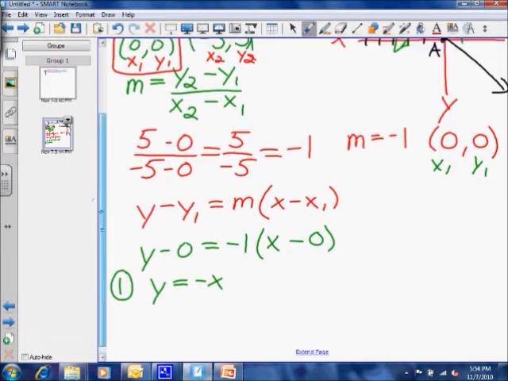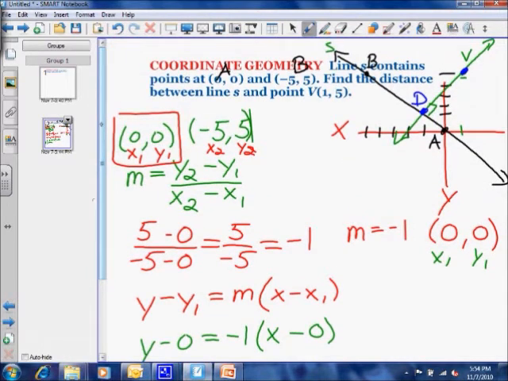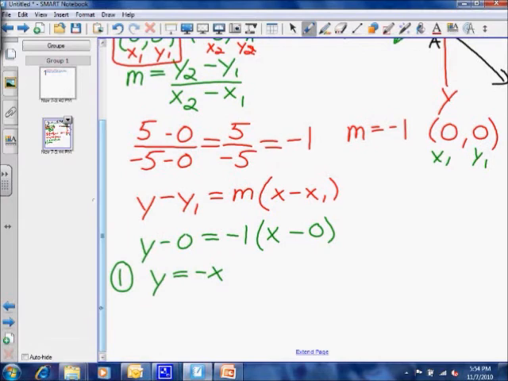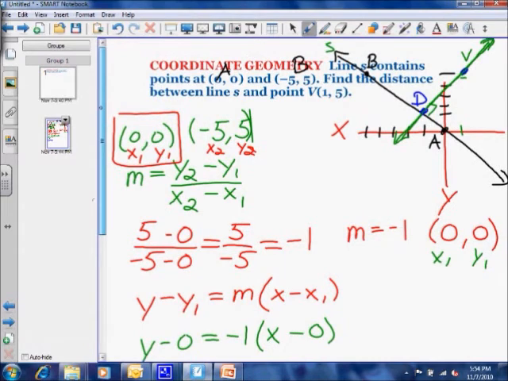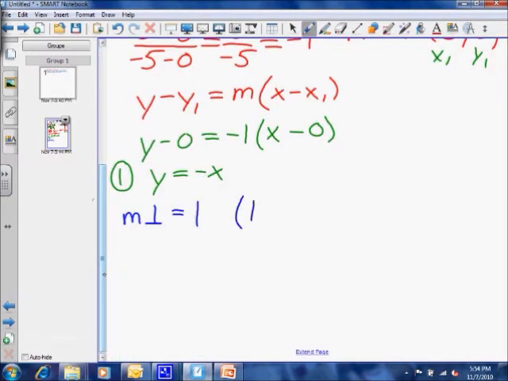Alright, the next thing that I want to do is I need to create the equation of a line that goes through my point V and intersects with line S. So what I have is I need the perpendicular slope to my line. Alright, and if my slope is -1, the perpendicular slope will just be 1. And the point that I'm going to use is point V. And point V is at 1, 5. So point V, 1, 5. And I'm going to create the equation of a line that is perpendicular to my original line.